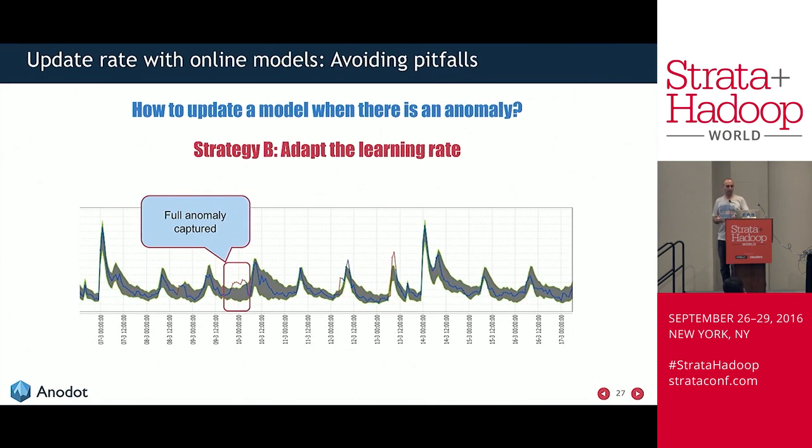So the way you probably want to do it is to actually adapt your learning rate when you detect anomalies. So again, you're doing adaptation of your learning rate. When you see anomalies, you slow down how you learn, the quickness of your learning, and when it goes back to normal, you can speed it up again to learn the new things. So this is an example of detecting a full anomaly and not detecting just the first samples of it.